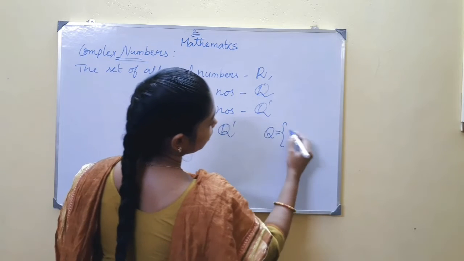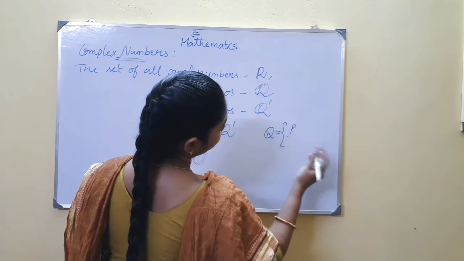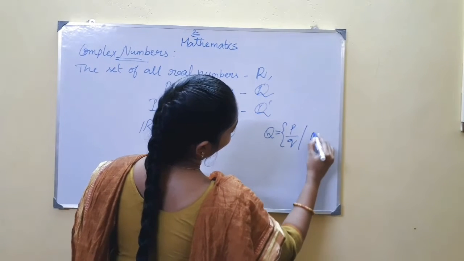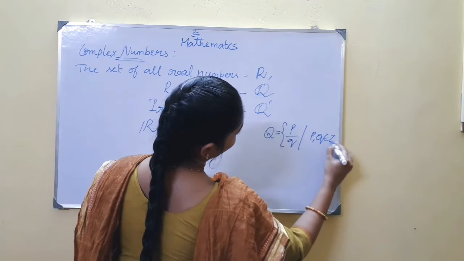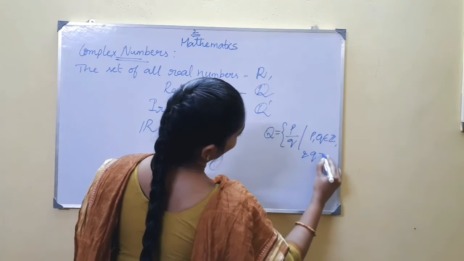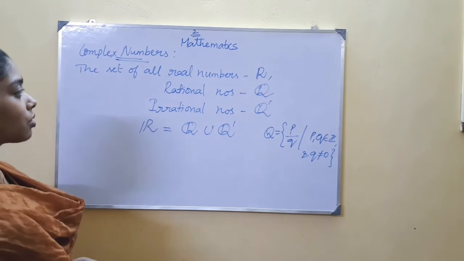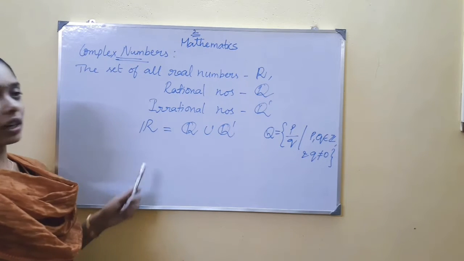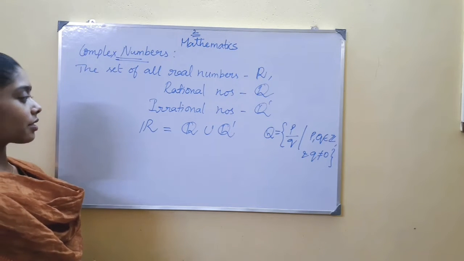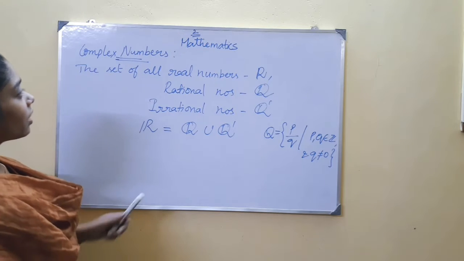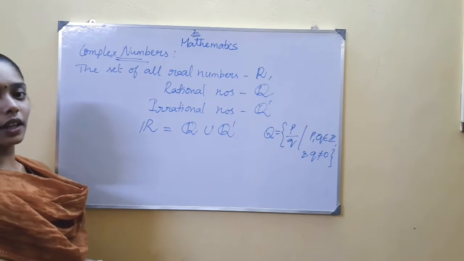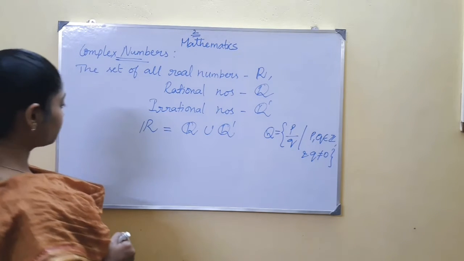Every rational number is of the form p by q, where p and q are integers and q should not be equal to 0, and Q dash is the irrational numbers, you know that. So the real number line is the largest number line as of now. Where there is necessity to study about complex numbers, I will tell you.